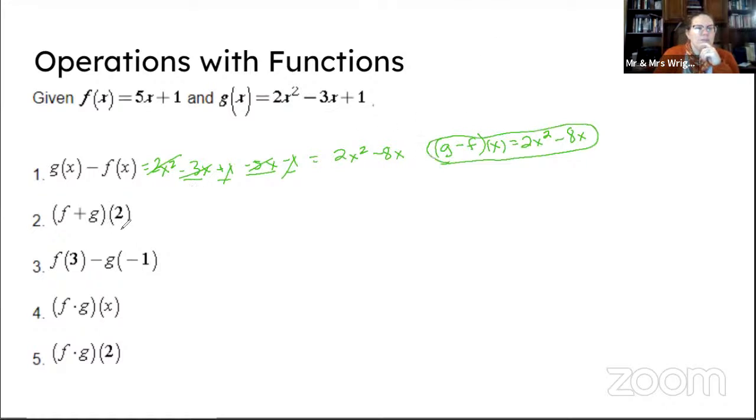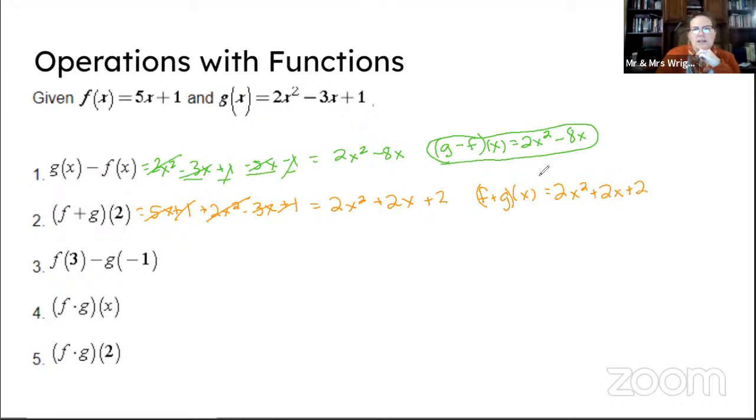All right, now f plus g of x. We're going to do f first. So we've got 5x plus 1 plus 2x squared minus 3x plus 1. All we have to do is combine our like terms. We've got 2x squared, and then we've got some x's: 5x and negative 3x make a positive 2x, and then a positive 1 and a positive 1 make a positive 2. So f plus g of x is 2x squared plus 2x plus 2. And that is your answer to that equation.